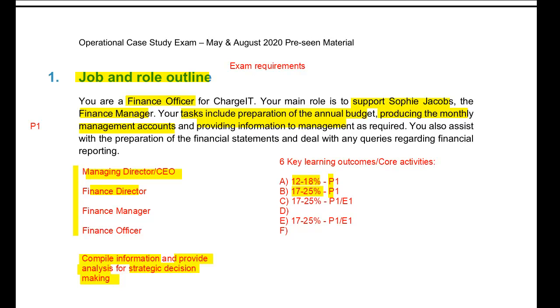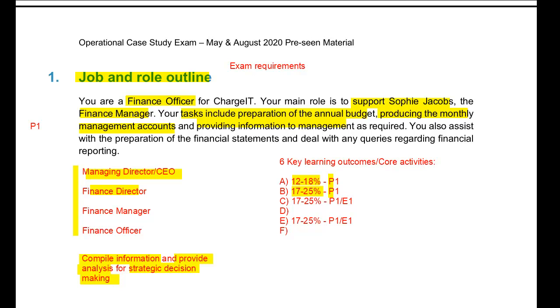The second part of this sentence is also worth taking a little bit of time to address: the provision of information to management as required. I think what we're looking at here is essentially a bit of a catch-all statement by CIMA. CIMA obviously need to be able to test you across the breadth of their operational syllabuses. So this sentence is essentially providing them with the option to test you on your E1 based content, but also maybe some of the other aspects of the P1 syllabus that are not covered in the first half of this sentence.